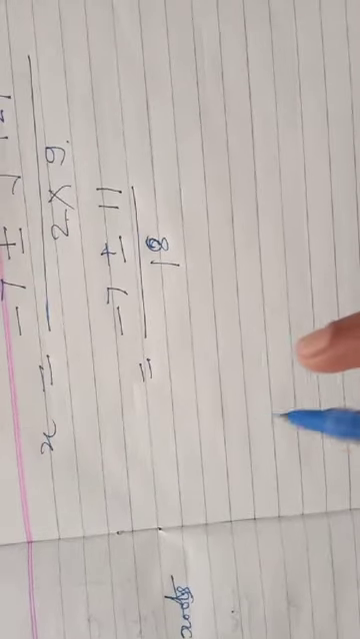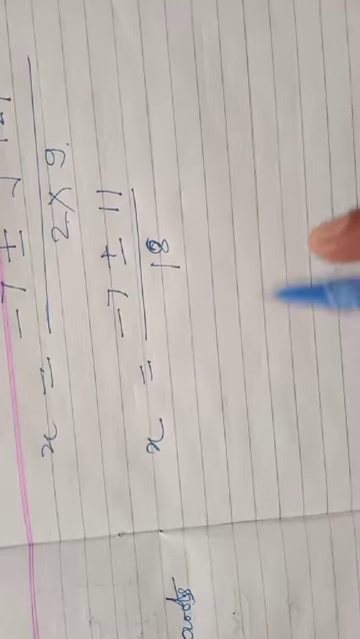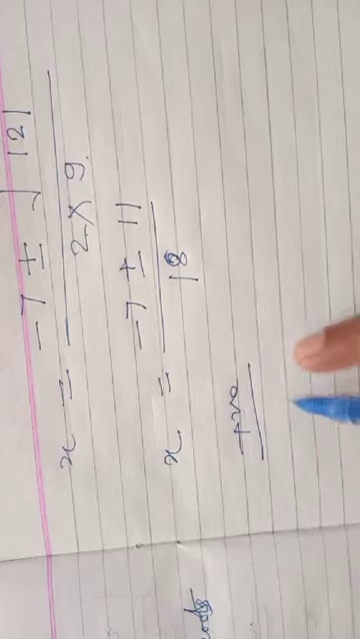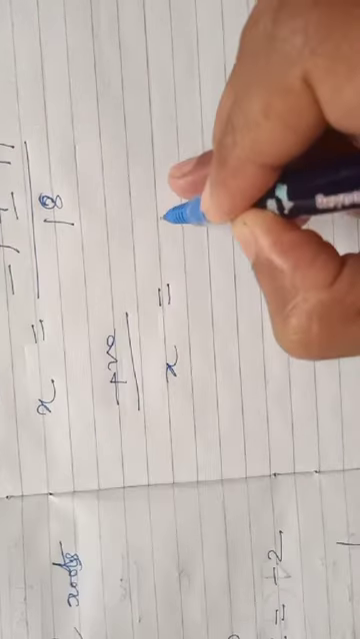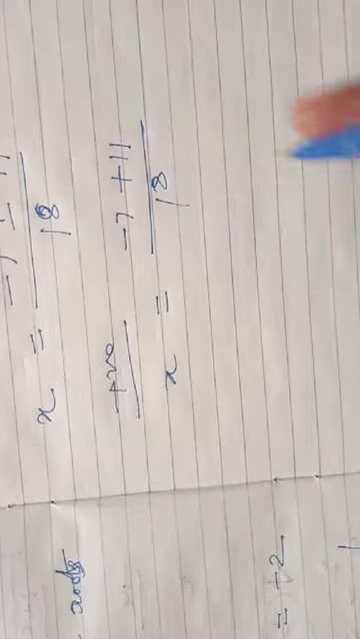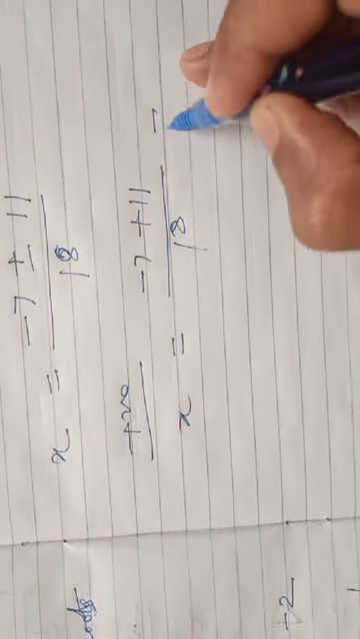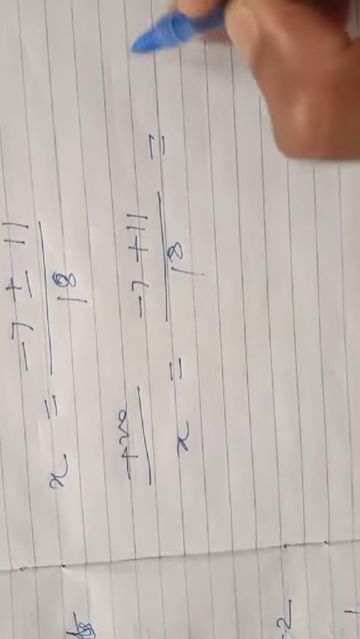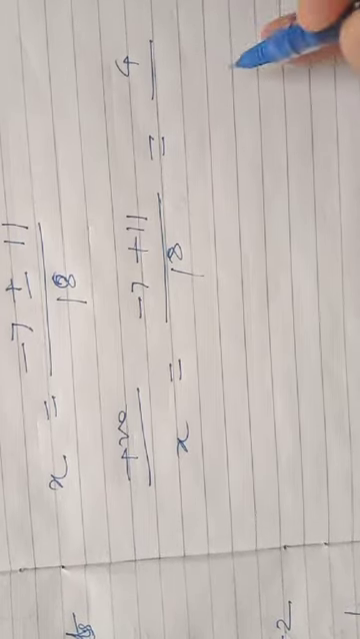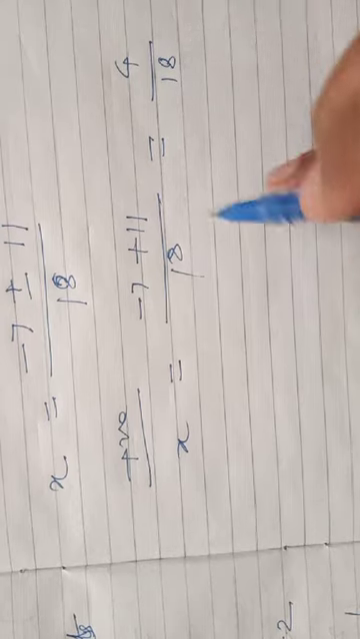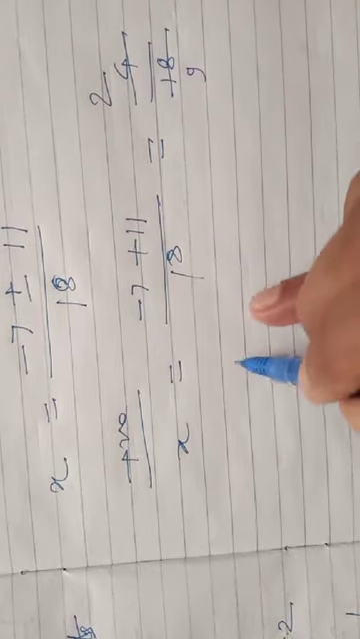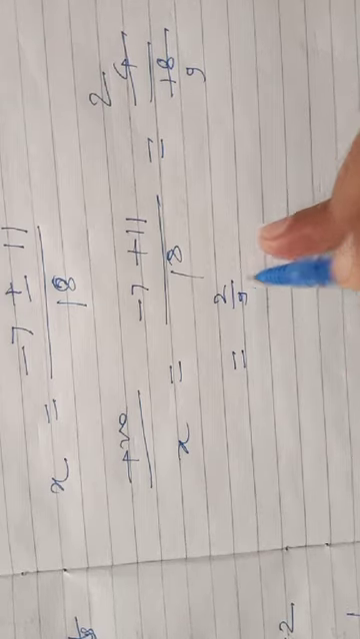Okay, now we should take the positive sign first. So x is equal to minus 7 plus 11 upon 18. So what will be the value here? Minus 7 plus 11 is 4, so 4 upon 18. Simplify: 2 2s are 4, 2 9s are 18. It means 2 upon 9.